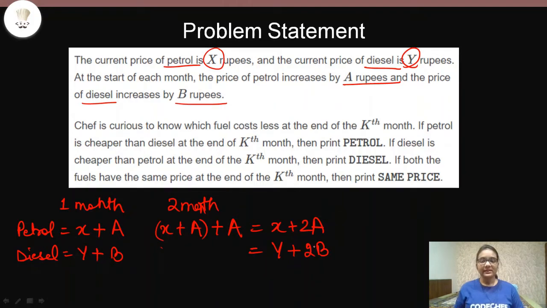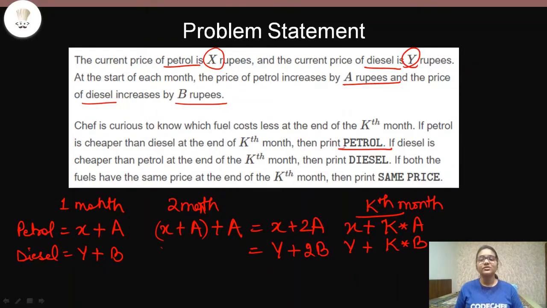So we can say that after the kth month, what is going to be the price? The price will be X plus K into A and Y plus K into B. So this will be our final price of petrol and diesel respectively after the kth month. Now what we have to do, we have to just use some if conditions and find out which one is cheaper. So if the final price of petrol is lesser, then we will have to print petrol.